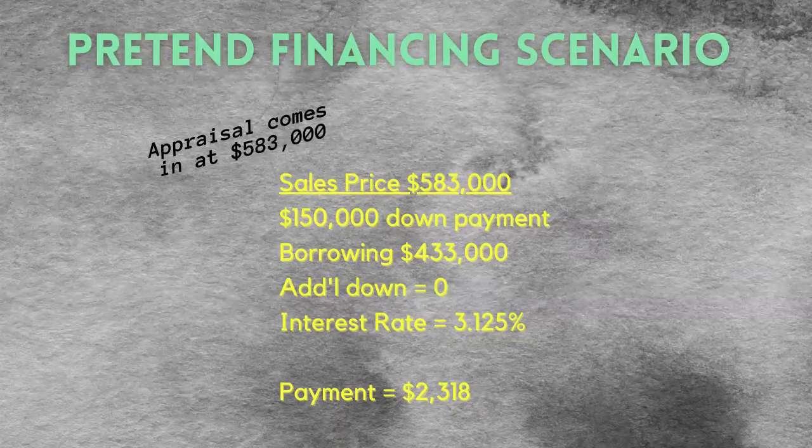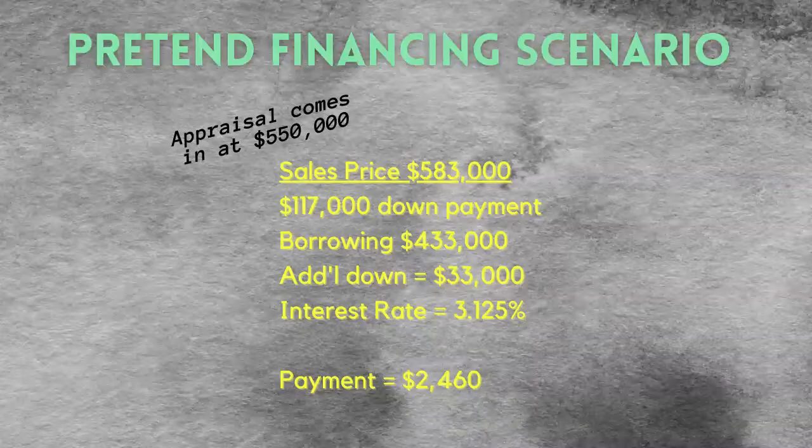By the way, let's talk about the difference in your mortgage payment and this $33,000 that you just gave to the seller. I'm going to give you 2 scenarios, and both are using a pretend but realistic interest rate of 3.125%. Scenario 1, appraisal comes in at value. That means the appraisal came at the sales price on the purchase and sales contract, and your loan is based off of that $583,000 sales price, and you're doing $150,000 down. Your monthly payment is going to be $2,318.